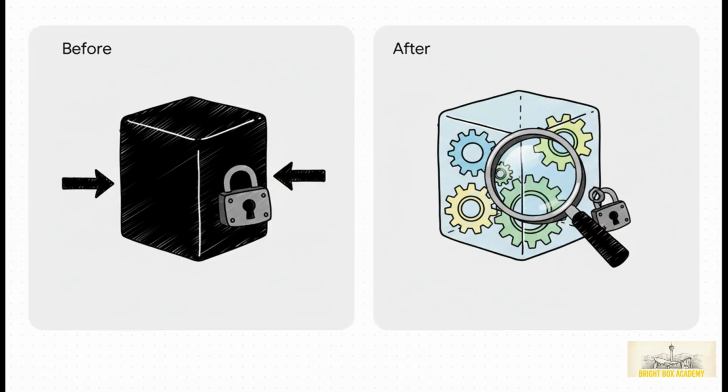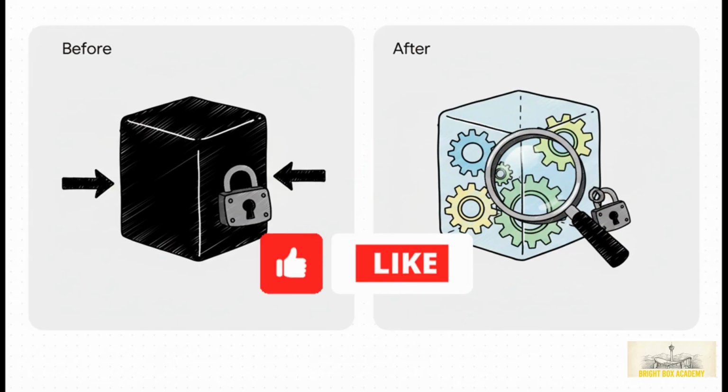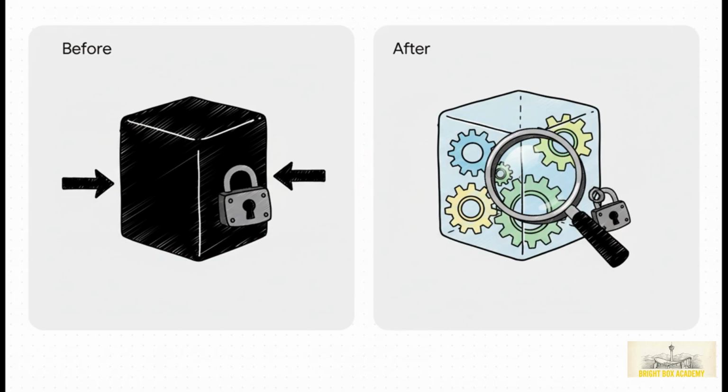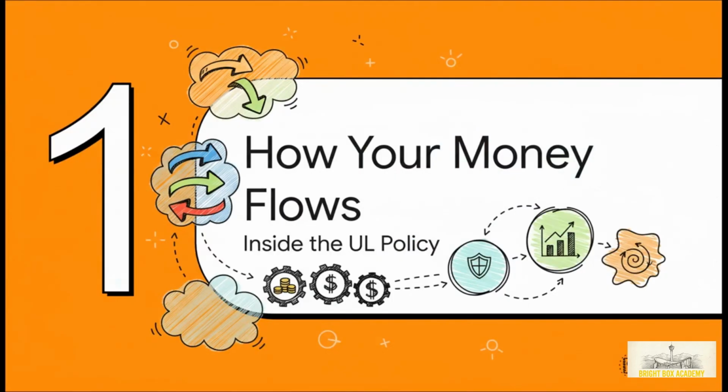On the left, you've got your traditional policy. Everything's bundled together, it's rigid, it's opaque. But UL on the right unbundles all those pieces. It swaps rigidity for flexibility and opacity for transparency. And here's the kicker: you get to see exactly what's going on inside your policy. So how does all this flexibility actually work? Well, it all comes down to the flow of your money.